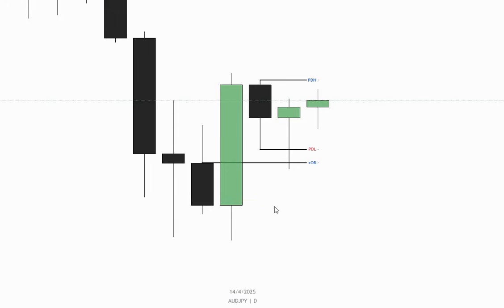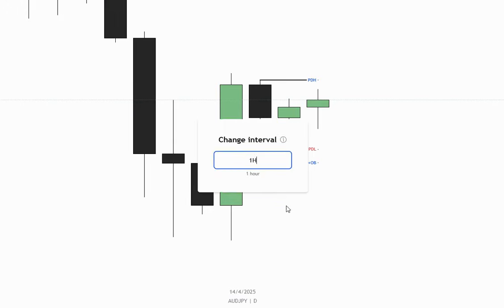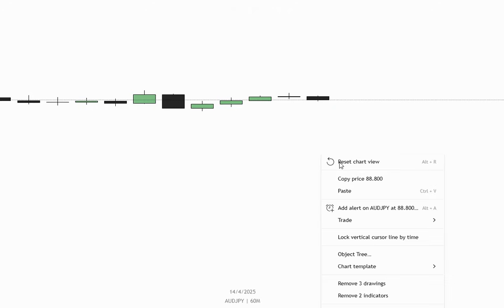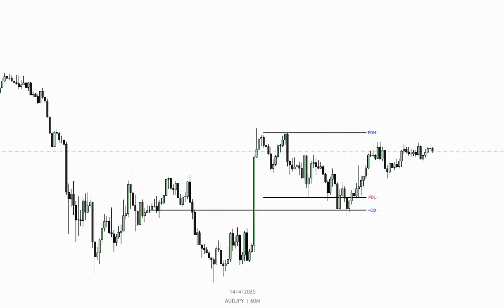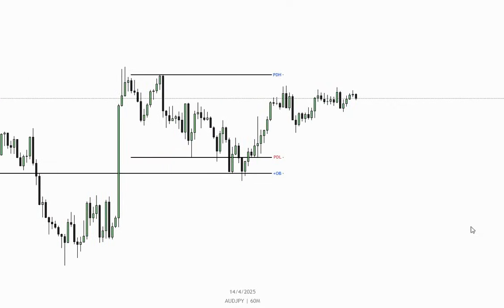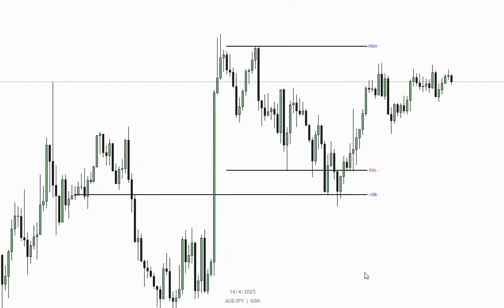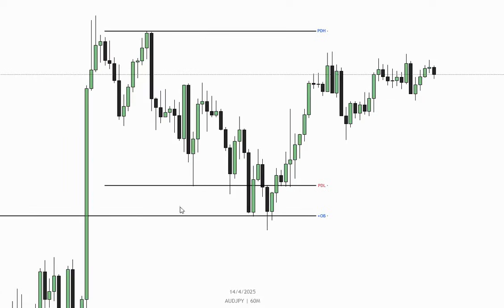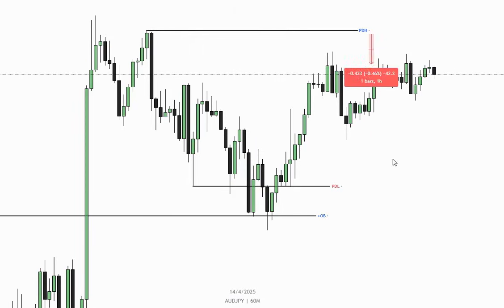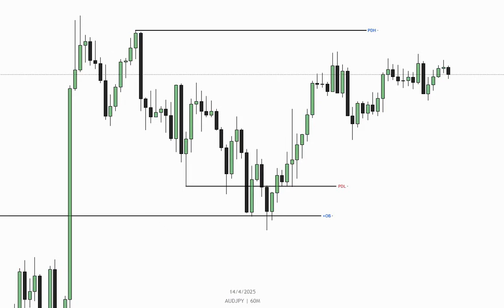From here, I want to look at the 1 hour chart. Reset this, and then you will see how beautiful things get here. So now we have the previous day low there. Look at that, which was manipulated into a key level, a daily order block, and then we have the previous day high there. You see, these things have always been there. They have always been there.